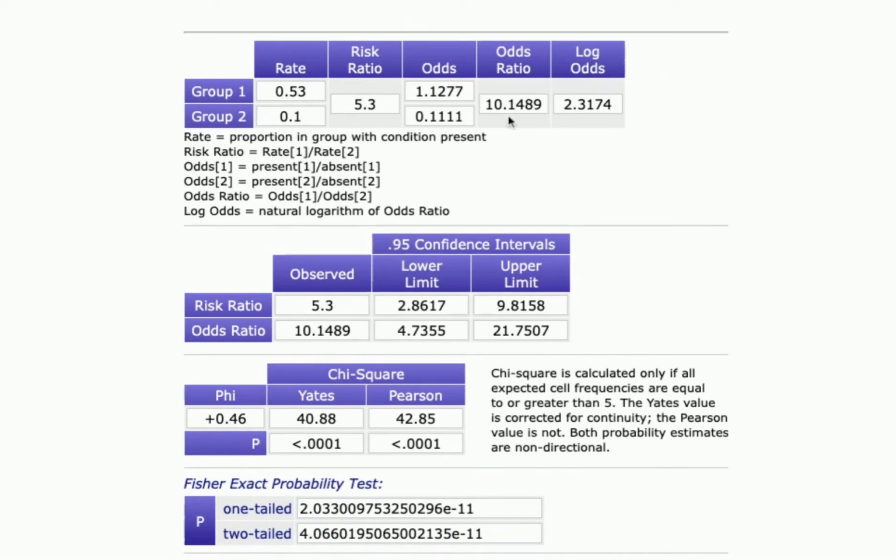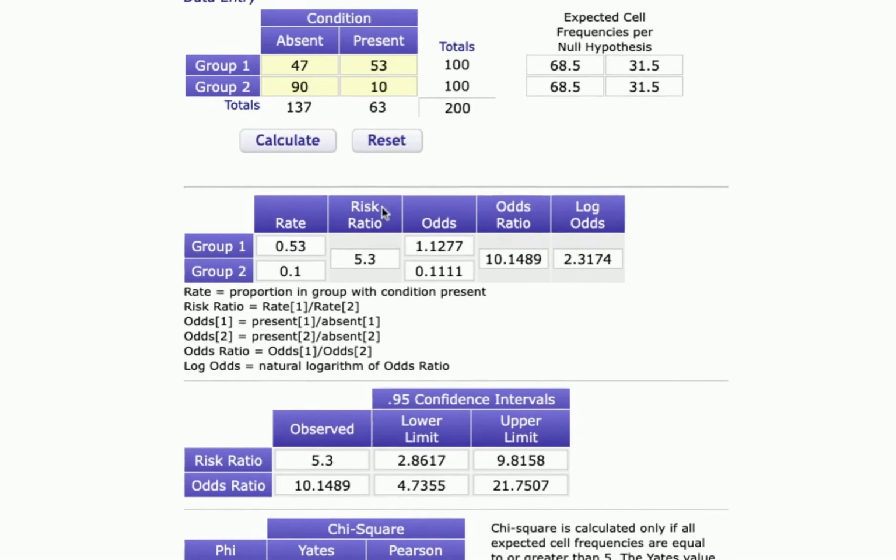The odds ratio is 10.1 and the risk ratio is 5.3. Note that 5.3, when you use 100, it's very easy to look at. If you were to divide 10 into 53, you would get 5.3. It is the true risk or multiplication of the risk here.